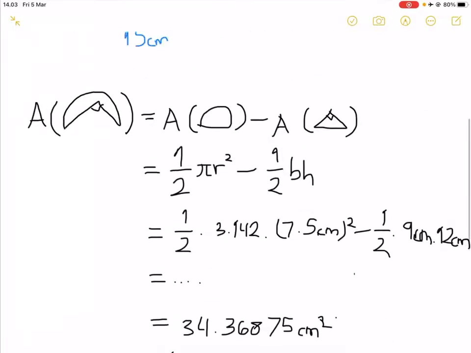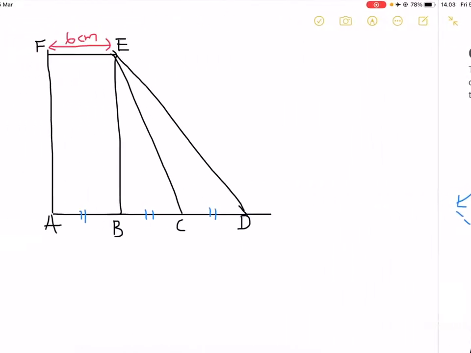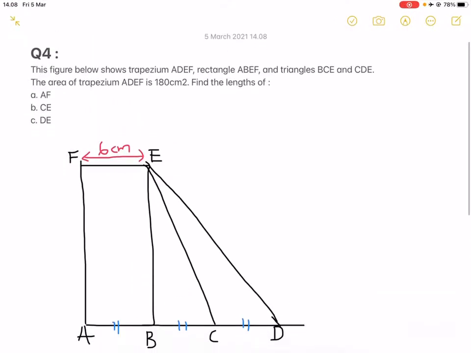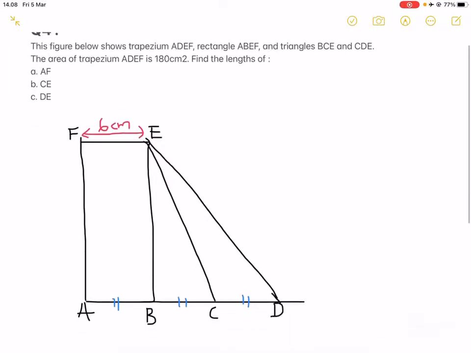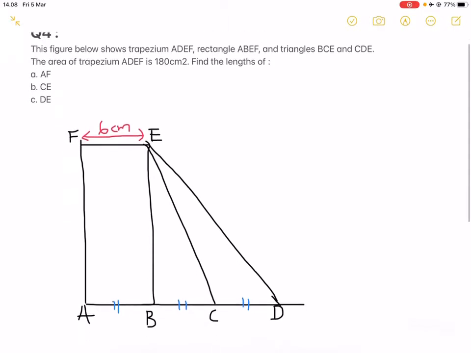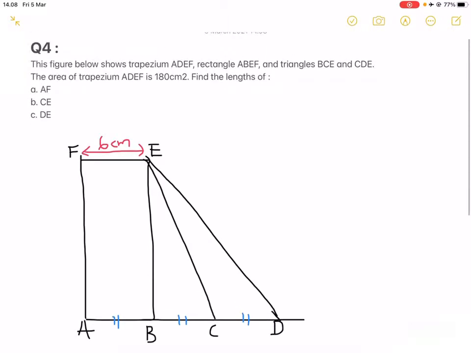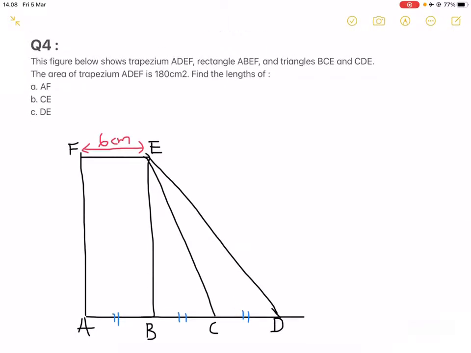Alright, so that's it for question 3. Let's jump into question 4. For the fourth and last question, this figure below shows trapezium ADEF, rectangle ABEF, and triangles BCE and CDE. The area of trapezium ADEF is 180 centimeters squared. Find the lengths of AF, CE, and DE.